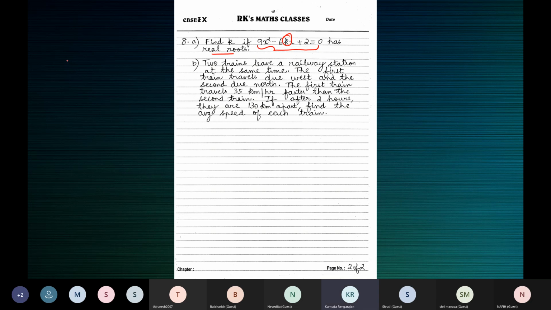Now, these are three things we know. The value of the discriminant being less than 0, the value of the discriminant being equal to 0, the value of the discriminant being greater than 0. And we know that when D is less than 0, the quadratic equation has unreal roots or imaginary roots.